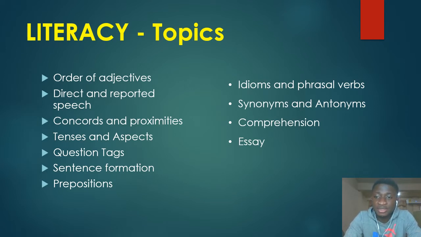Next, you're looking at direct and reported speech. So Kofi said, "Come here." Assume I'm to write this down. It's a direct speech, so I'm quoting exactly what Kofi said. But if I want to paraphrase or reframe what Kofi said, how should it be written? We will do our very best to help you get a concept there too. Next, we're looking at subject-verb agreement, concords, and proximities.